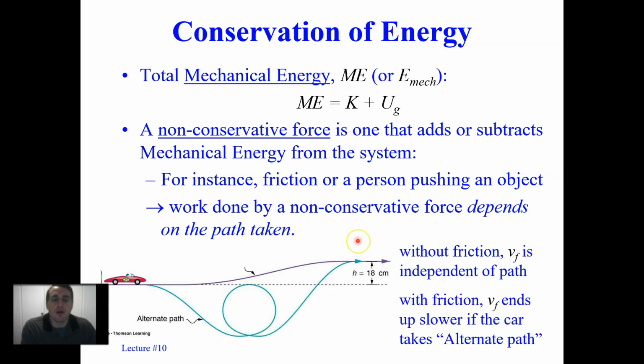But notice that without friction, the final velocity that the car would achieve would only depend upon its initial height 0 and its final height 18 centimeters. So that would be in the absence of friction. But if there is friction, the final velocity for this car, at least the magnitude of it, the speed, would be slower if the car takes this alternate path, because the path length is quite substantially longer. There's a longer path for friction to rub against, and more energy should be dissipated. That is, more energy should be transferred into heat, which is not mechanical energy.